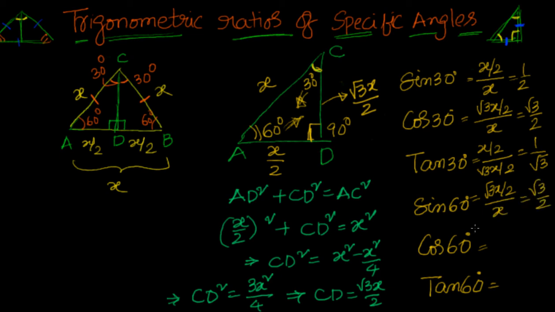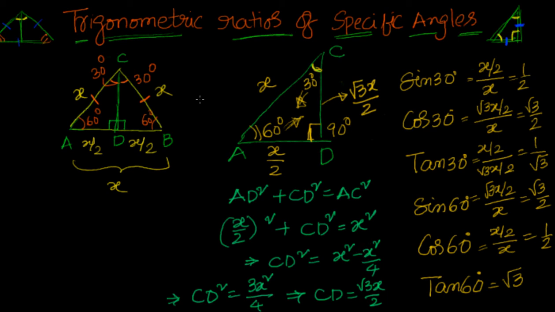Similarly, cos 60. The adjacent of 60 degrees is, see, this is hypotenuse, this is adjacent side, right? For 60 always the adjacent side is AD, that is nothing but x by 2 by x, that is nothing but 1 by 2. Similarly, if I do sin 60 by cos 60, tan 60 is root 3. See, we did it so easily. It is so easy.